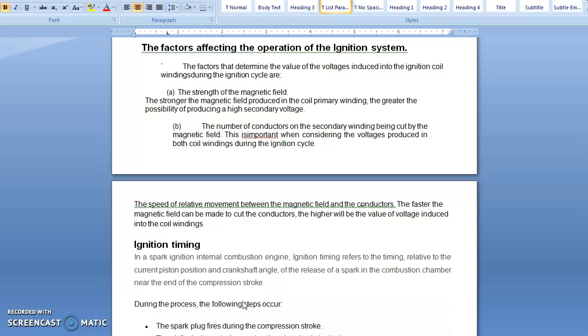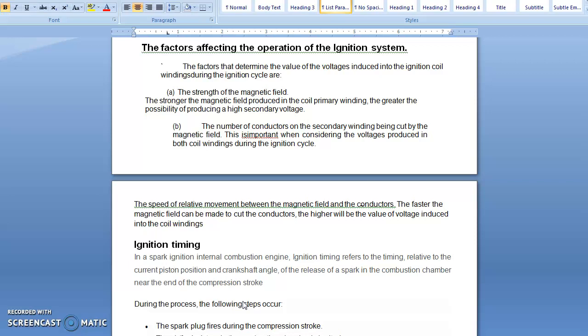In previous videos we already discussed your spark plug. Now in today's video we will go through the factors affecting the operation of the ignition system, or the common ignition troubles and their remedies. So first of all, what is the meaning of ignition and how does it take place?